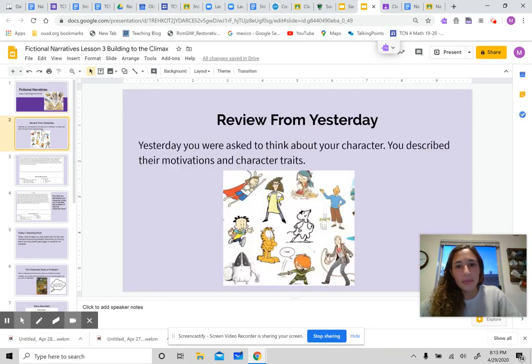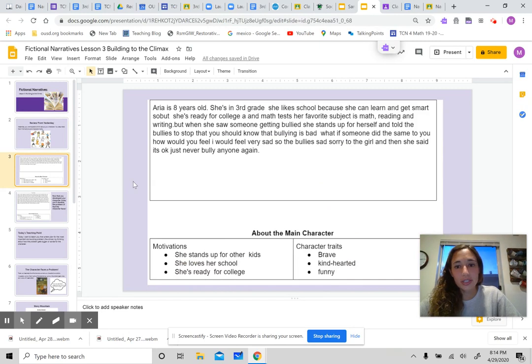So, yesterday with Miss W, you were asked to think about your character. You described their motivations and character traits. And here are a couple examples of some student work that I found to be great examples of how they did this in their Google Doc. This student did a great job at describing their character. And what I love is when I look at the motivations, I know exactly what this character is driven by. So that's really important for me as a reader to get to know that character.